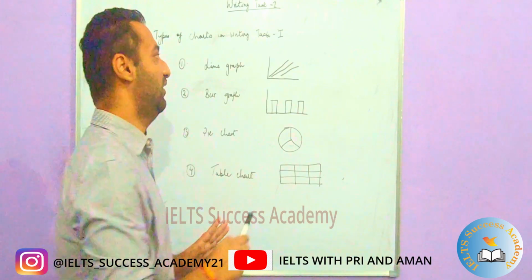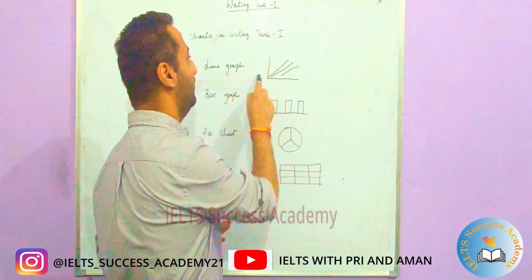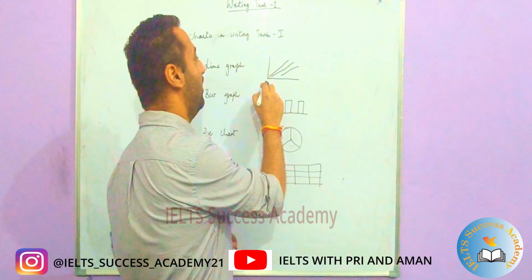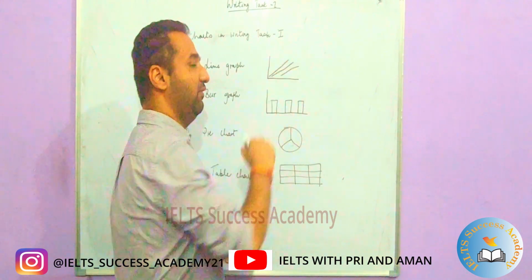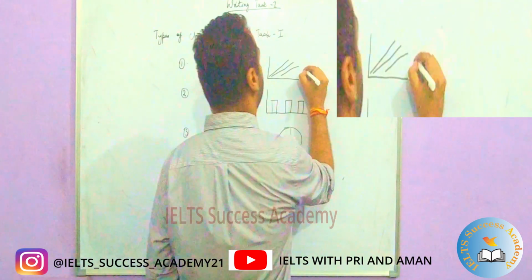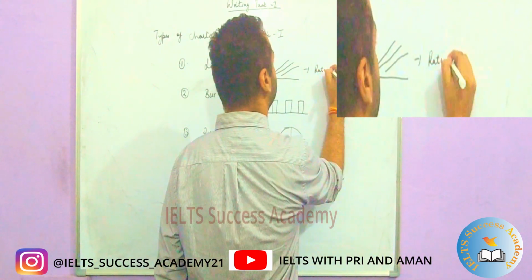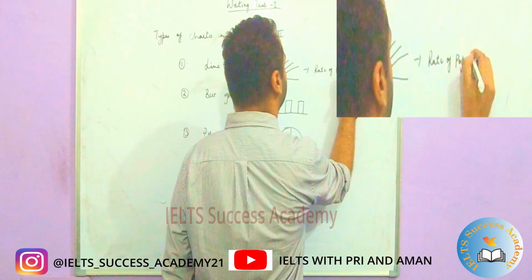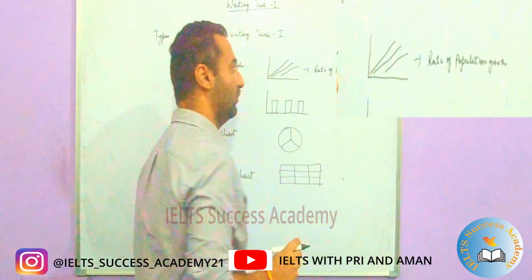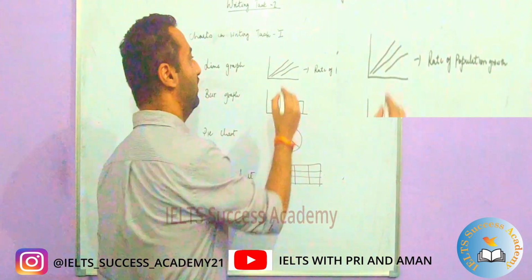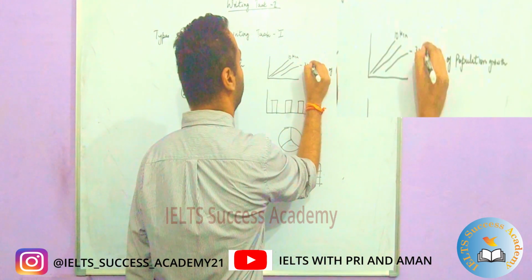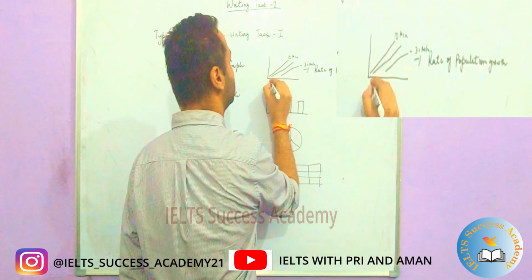So basically, in a line graph the data will be in the form of lines. So on the x-axis and y-axis we will have lines coming through. For example, this could be the rate of population growth. Let's say the first was 10 million and the third was 30 million. You have years on this side.